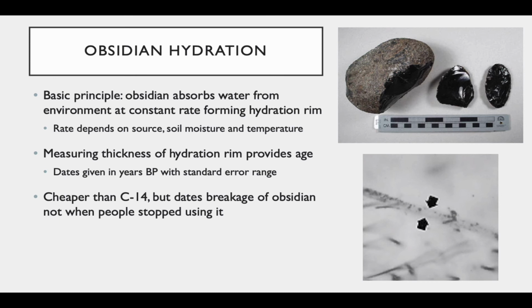Obsidian hydration is another type of dating that goes off the principle that once a piece of obsidian enters into the ground, it begins to absorb water from its environment at a constant rate. And this forms what's called the hydration rim. And so that's actually this area here between the two arrows in this photo on the bottom right. Now, the rate at which water is absorbed depends on the source of obsidian to begin with, the soil moisture in that area, and temperature of the environment. Measuring the thickness of the hydration rim then can provide you with the age that you need. It'll be in years BP with some sort of standard error range.